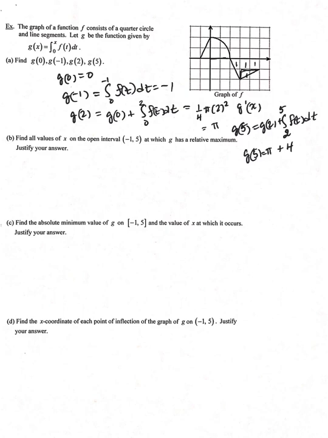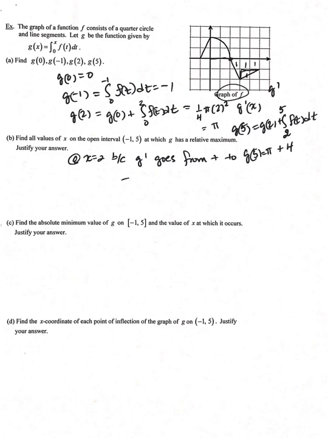Find the values in the open interval at which g has a relative max. Well, this is the graph of the derivative, g prime. So g would have a relative max where the derivative goes from positive to negative, so that's at 2. So you would say at x equals 2 because g prime of x goes from positive to negative.